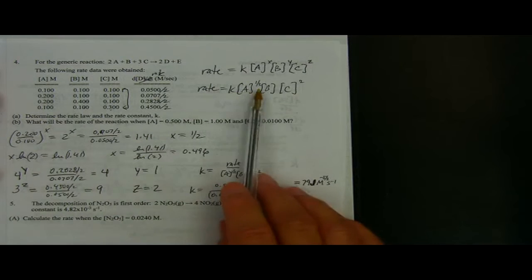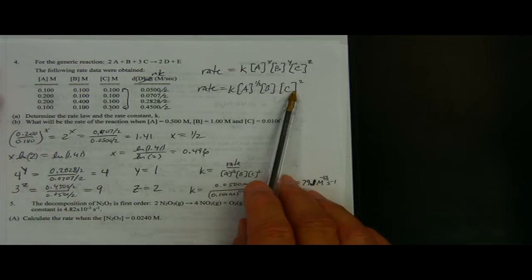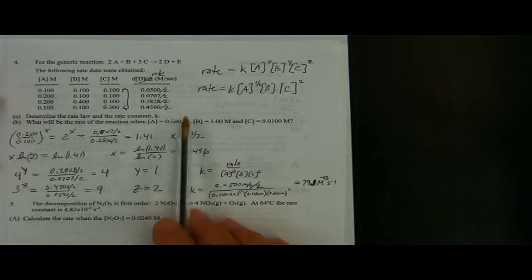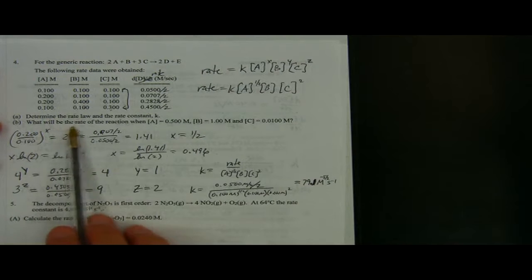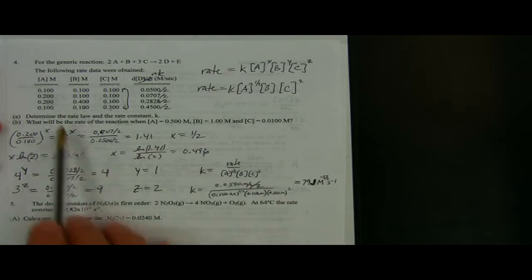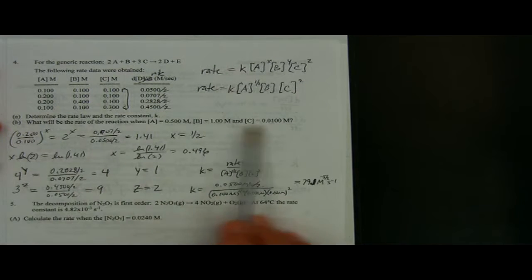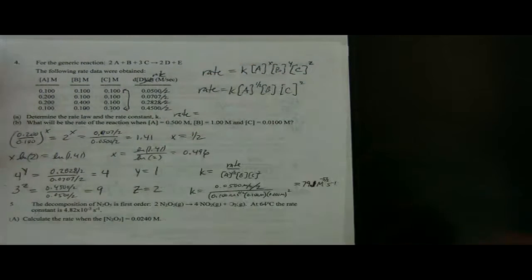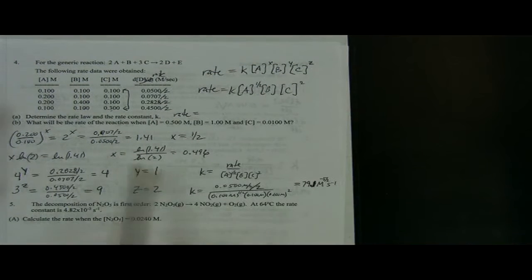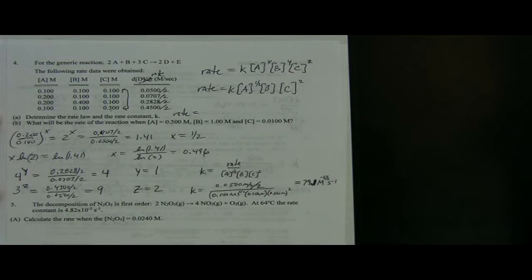This chemical reaction is 1/2 order in A, first order in B, and second order in C. And so part B says, what will be the rate of the reaction under these conditions, all right? We've got different rates under different conditions, but these conditions are different than the ones up there. So we've got 4 rates, but we want to find out what the rate would be for this 5th condition. So how would I calculate the rate of that reaction if I'm given the rate law and the rate constant?